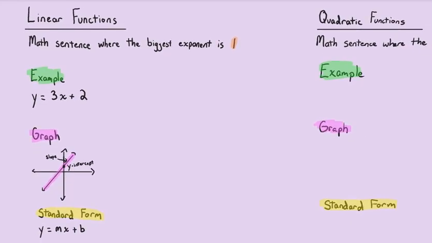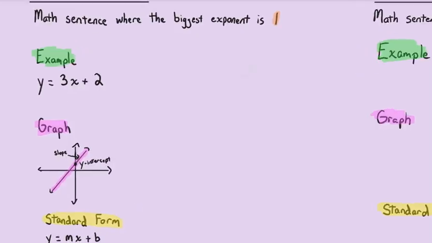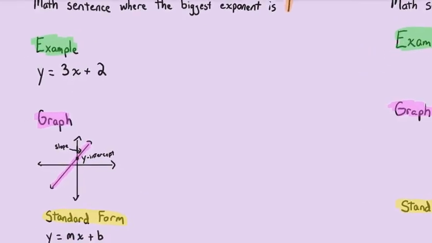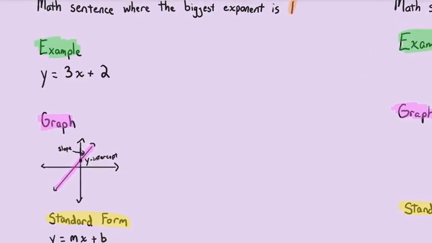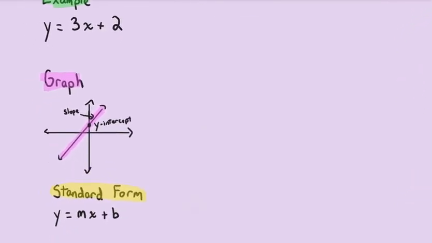Now, linear functions are math sentences where the biggest exponent is 1. So if you're looking at the example here, we got 3x plus 2, or y equals 3x plus 2. And we can't see an exponent there, so that means the exponent is being raised to the power of 1. It's not changing at all. So a graph of a linear function will look like a line.